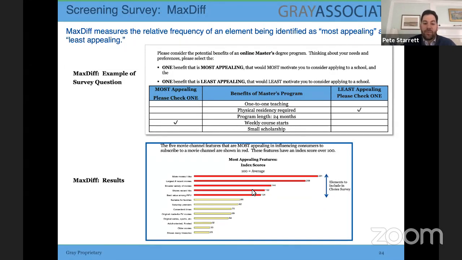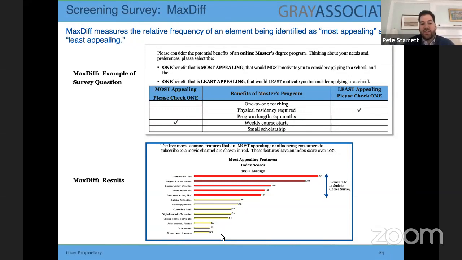So something that's very low in score means it's not very appealing, or could actually be something that turns them away from choosing to go to a school. And then on the other end, we've got a movies example here, more movies I like, but that would be something very important to offer someone, as an example at the top.